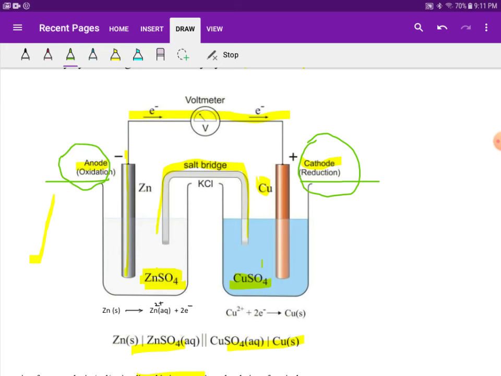Okay, we have a notion that anode is positive and cathode is negative. It's a general notion that we have. But the case of a galvanic cell is different. The anode here is negative in polarity due to the accumulation of the liberated electrons on the surface of the anode. Okay? While the cathode is positive.